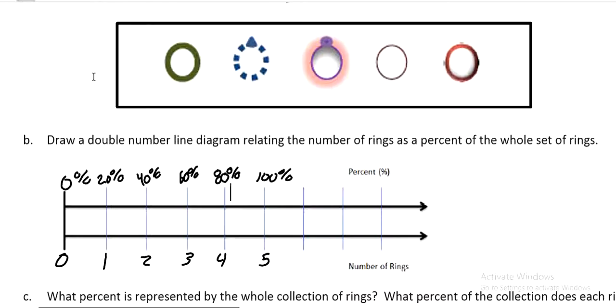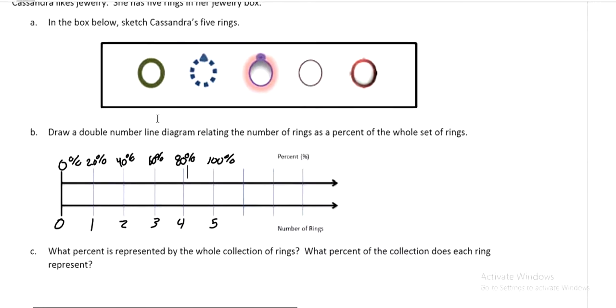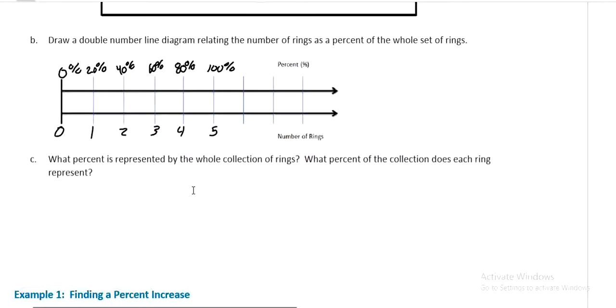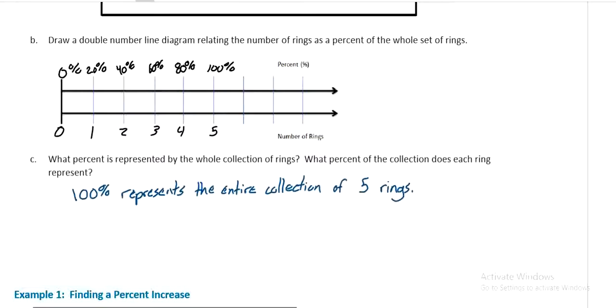All right, moving along. So we drew our double number line. We're moving right through onto C. So what percent is represented by the whole collection of rings? What percent of the collection does each ring represent? Actually, we can just answer those two questions by doing the double number line as we did above. So what percent is represented by the whole collection of rings? There we go, 100% represents the entire collection of 5 rings.